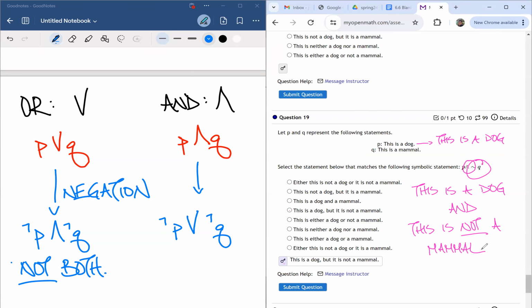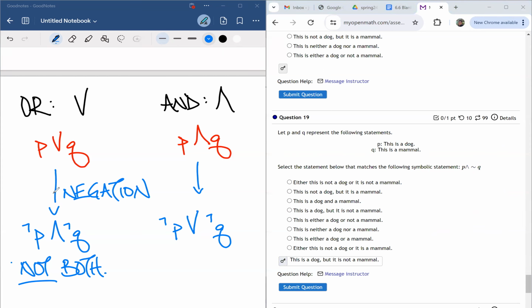I know the symbols are kind of tricky here, but I would encourage you to take it really slowly, write it out as a sentence if you find that that's helpful, and think about how to do those negations. Let's see if we can do one more example here.